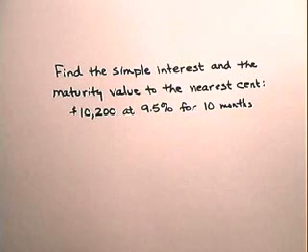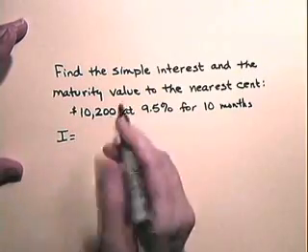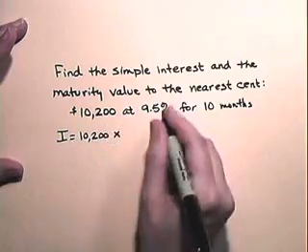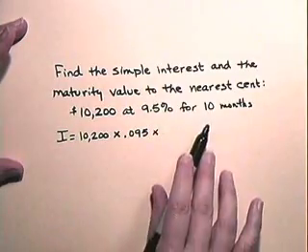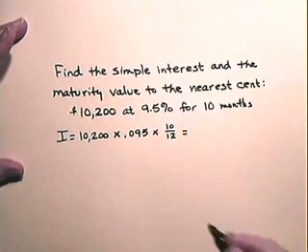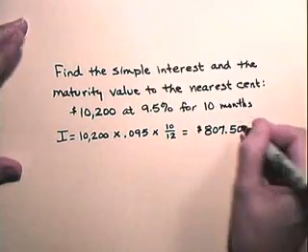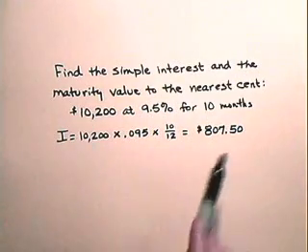Now let's look at this example. Find the simple interest and the maturity value to the nearest cent on $10,200 at 9.5% for 10 months. So the interest will be principal times rate times time, which is $10,200 times 9.5%, 0.095, for 10 months. Time always has to be in years. So 10 months is 10/12 of a year. So that interest is, to the nearest cent, $807.50.